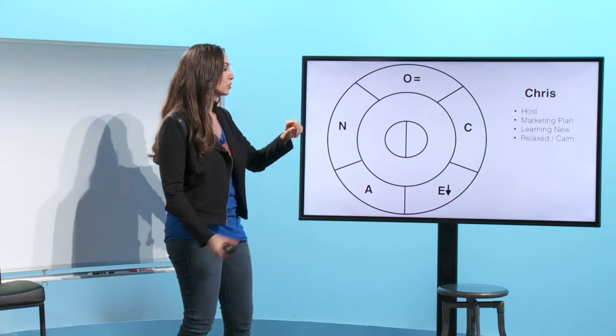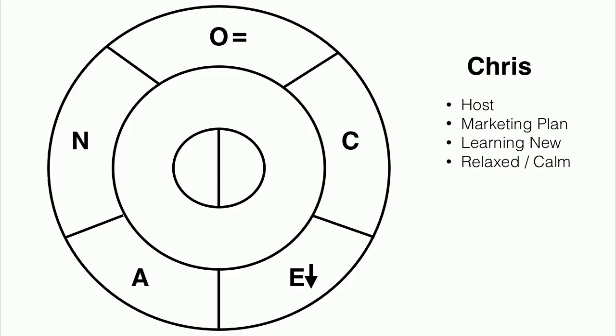So a couple clues. We heard host, we heard a detailed marketing plan, we heard learning something new, and two of his words were relaxed and calm. So neuroticism, what about that makes us see that he is low in neuroticism? What about his words that he chose makes the opposite of high neuroticism? Yeah. Relaxed and calm. Relaxed and calm, like it's an easy one.